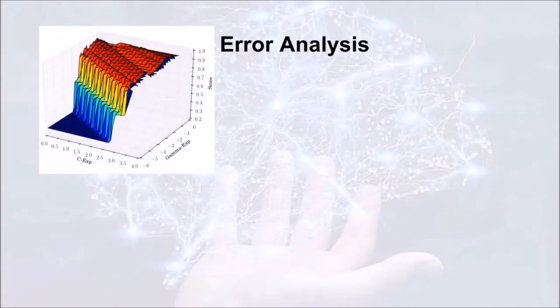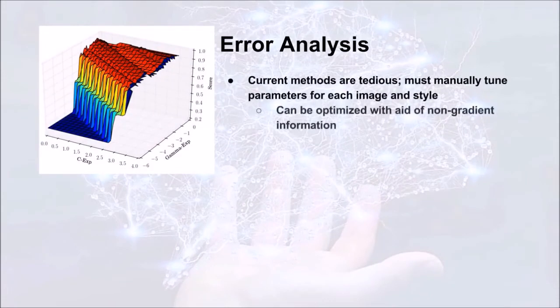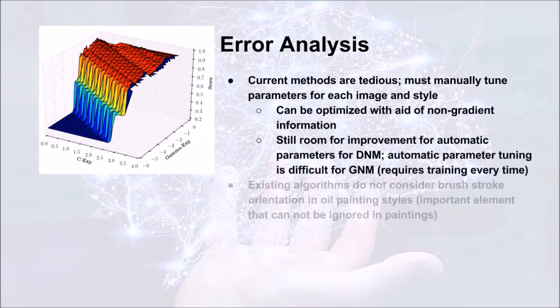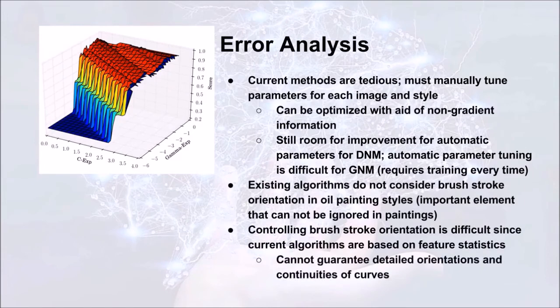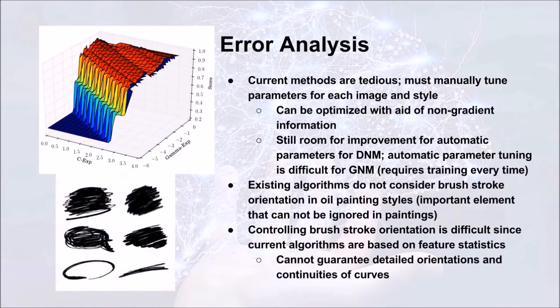For best results, current descriptive and generative neural methods usually require a tedious process. The optimization would likely improve if the parameter can be tuned with the aid of non-gradient information, such as magnitude of the losses or statistics within the losses. While there is still room for improving automatic parameter tuning for descriptive neural methods, the parameter tuning problem is more serious for generative neural methods, since a new model needs to be trained for each attempt of parameter tuning.